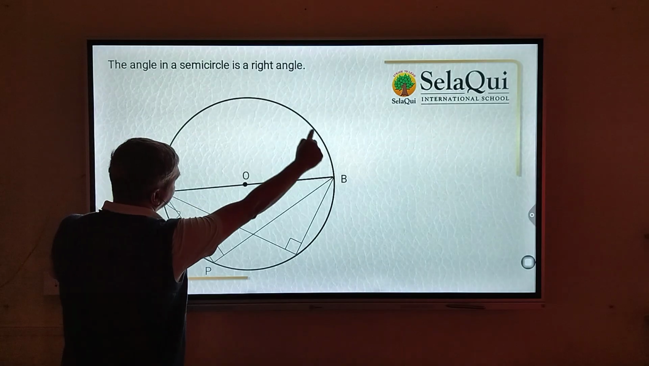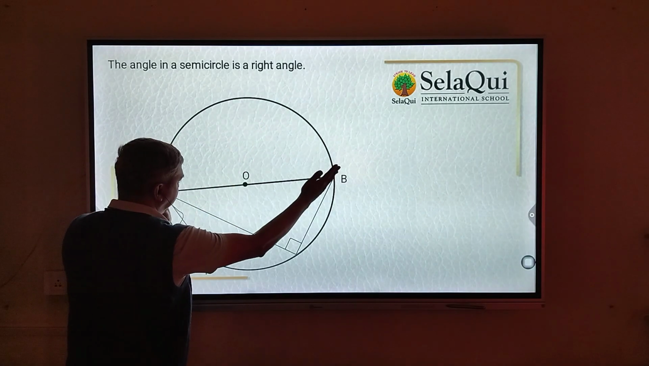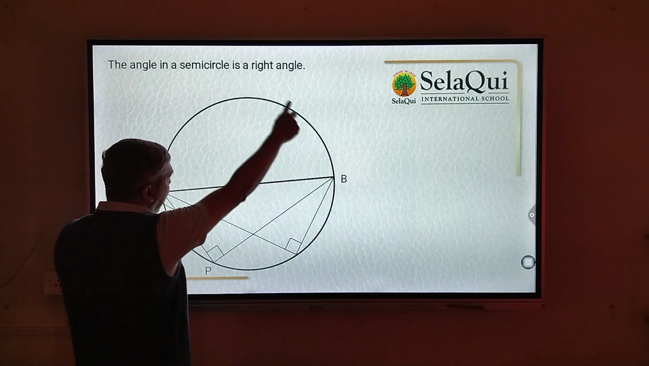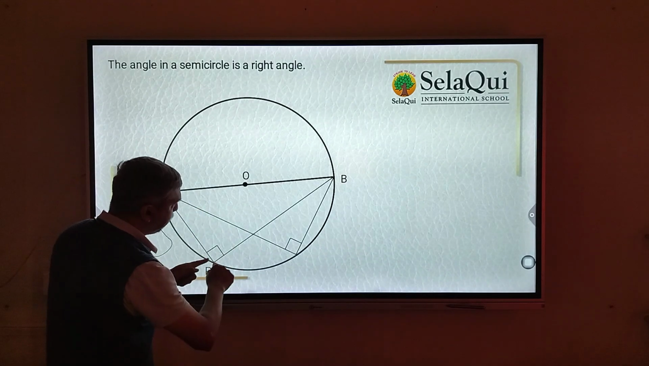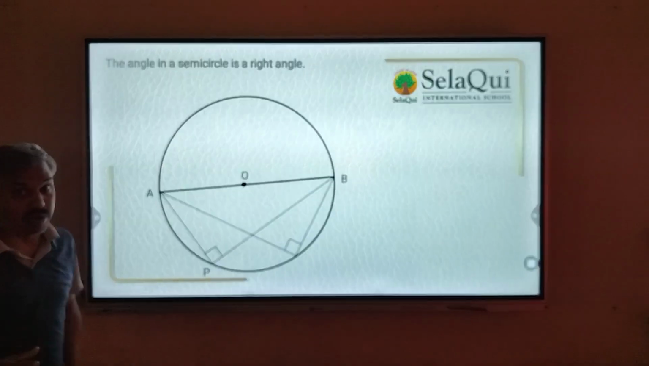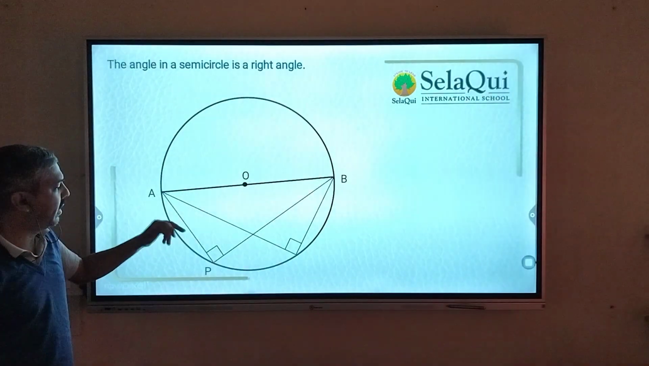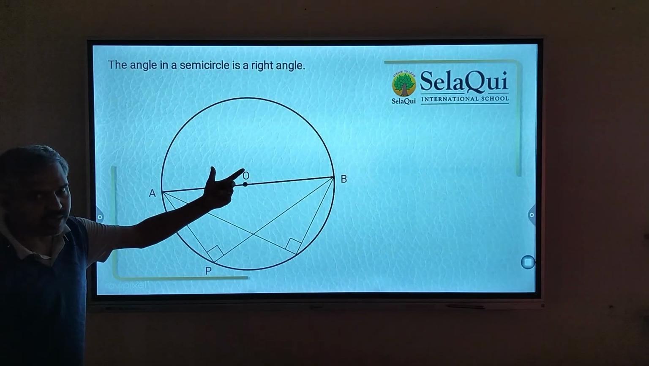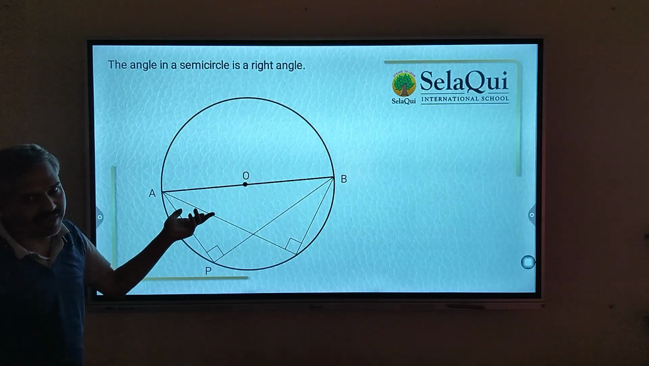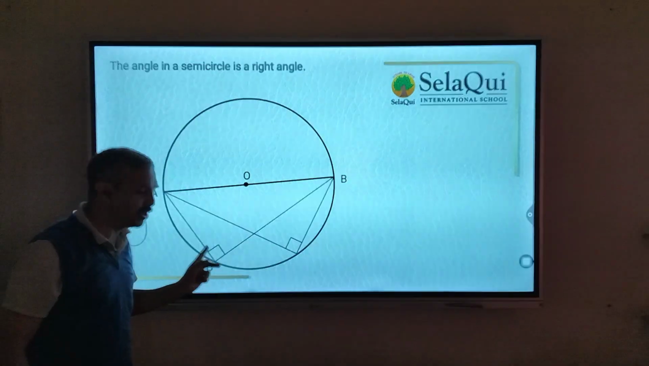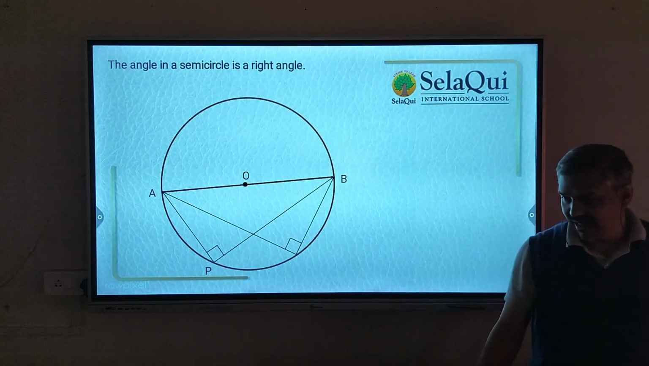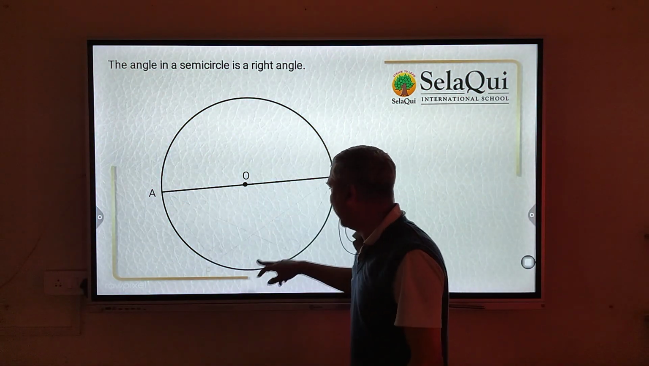Imagine this AB is an arc which is subtending an angle of AOB at the center, and the same arc is subtending an angle of APB at the circumference. Then as per the theorem that we saw just now, the angle at the center is twice the angle at the circumference. So this angle we know is 180 degrees. So this angle has to be 90 degrees. There is no other choice. Any other angle here will be 90 degrees.